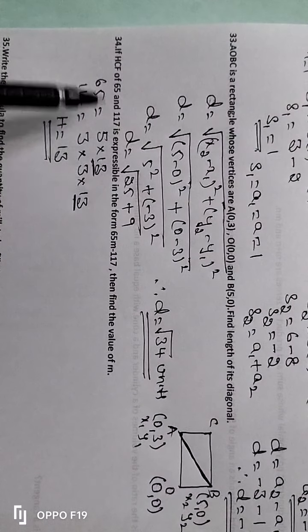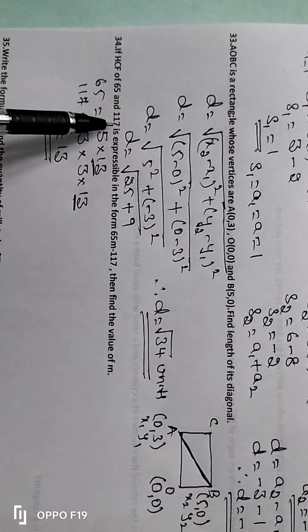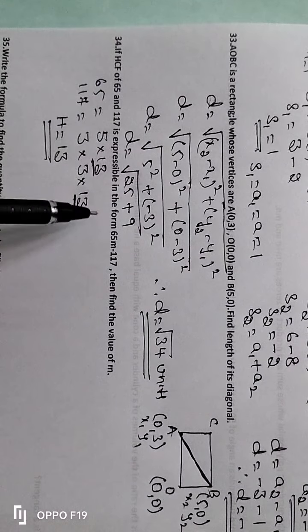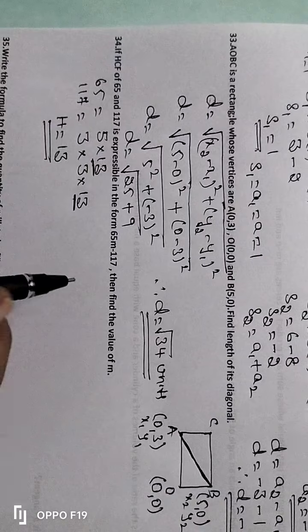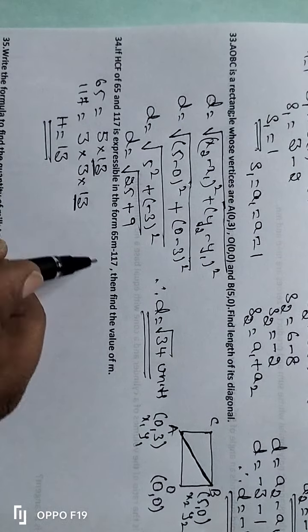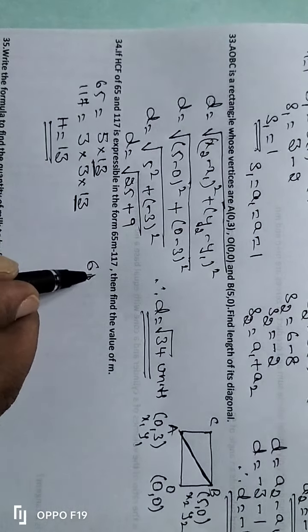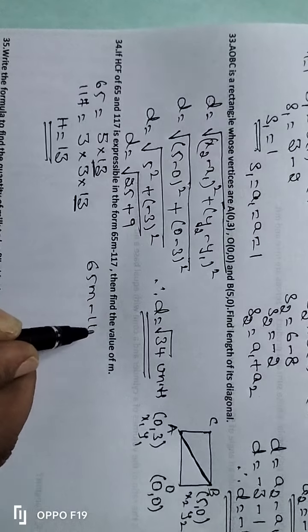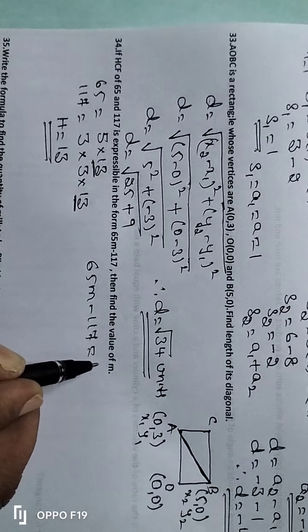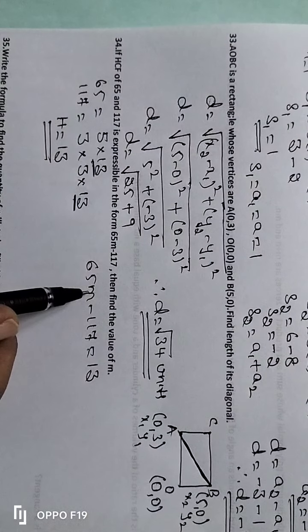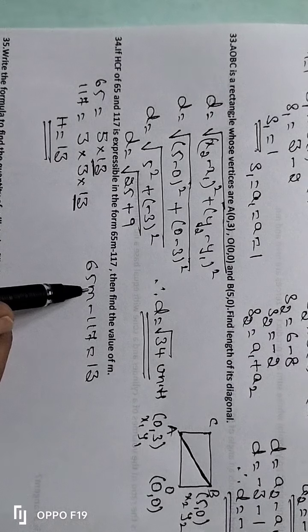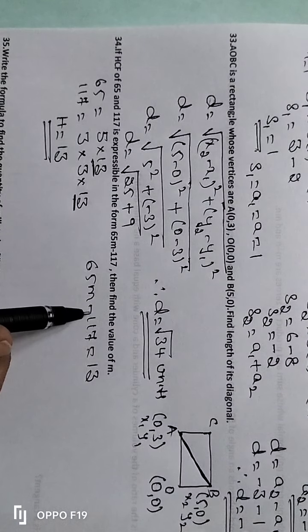So what does he say? HCF of 65 and 117 is expressible in the form of 65m minus 117. So now what should we do? 65m minus 117 will be equal to HCF. What will be the HCF? It will be equal to 13. So now we have to find out what m is. If we give m as 1, 65 1s is 65, the answer will be negative.